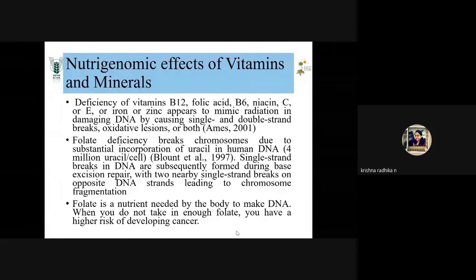Folate is a nutrient needed by the body to make DNA. When you do not make enough folate, you have a higher risk of developing cancer. So, if through nutrigenomic studies we are able to understand the mechanism of action of folate, and if through nutrigenetic studies we understand that a particular genotype has a lack of folate, we can supplement folate in his or her diet, and make him stable.